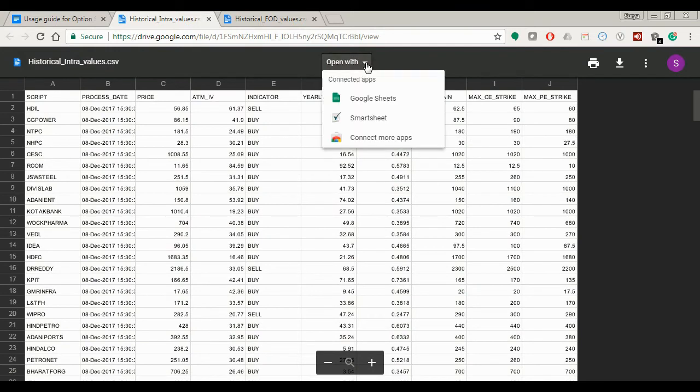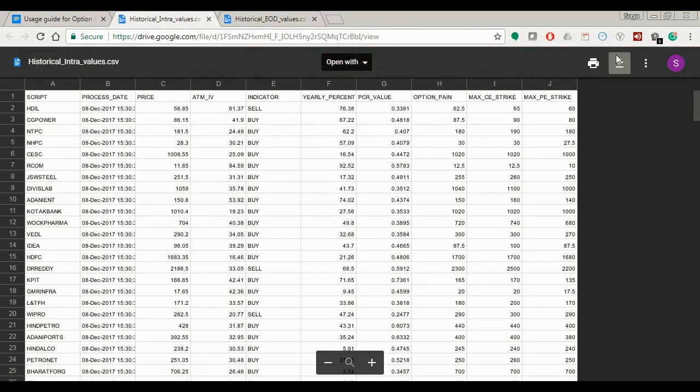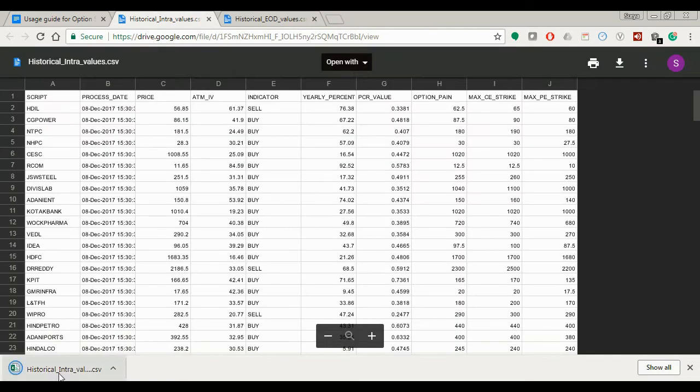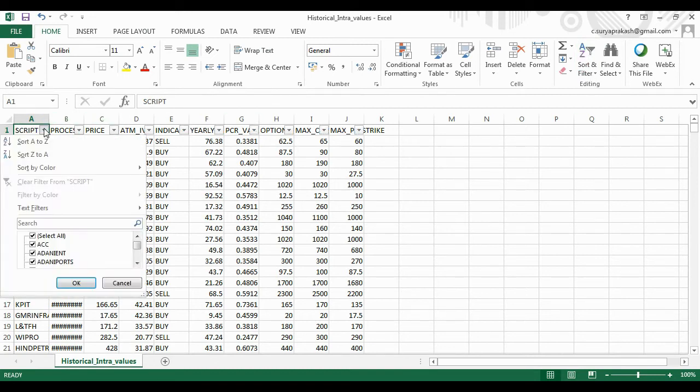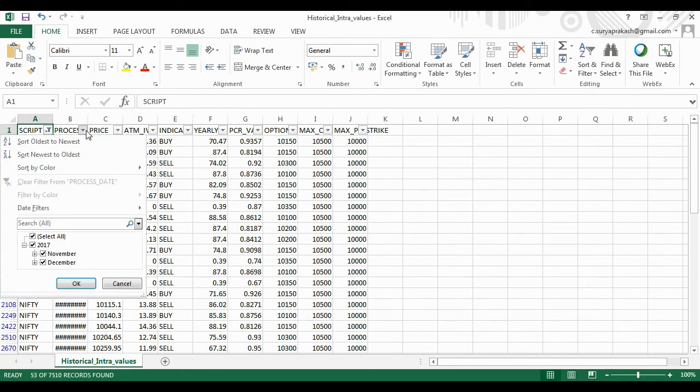Okay, let me download. I'm just trying to download that and open it via Excel so that I can explain it better. Okay, so let me open the file, apply a filter, go select Nifty and sort it from oldest to newest.